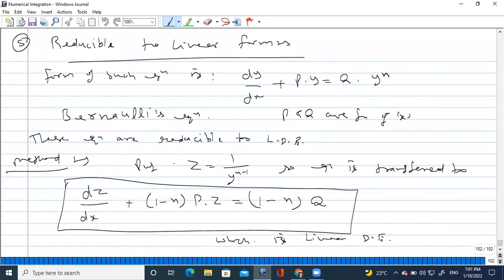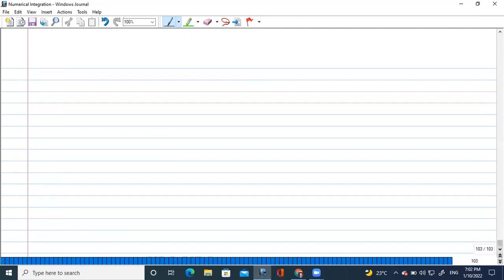So in such type of question, what you need to do is just put z equal to, if suppose on the right hand side y to the power something is there, put z equal to 1 upon y to the power n minus 1. Put z or v, whatever. So automatically you will get this form, and this is the linear differential equation. Okay, so let us solve one question of this.